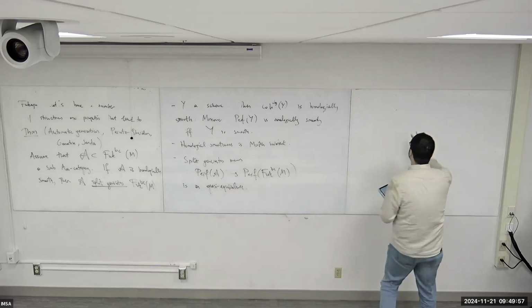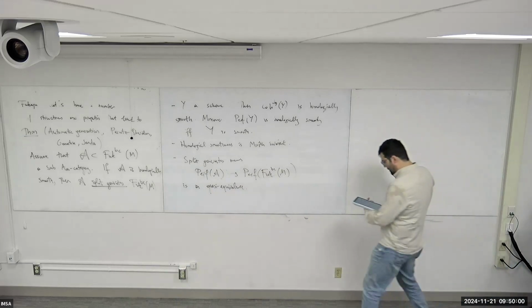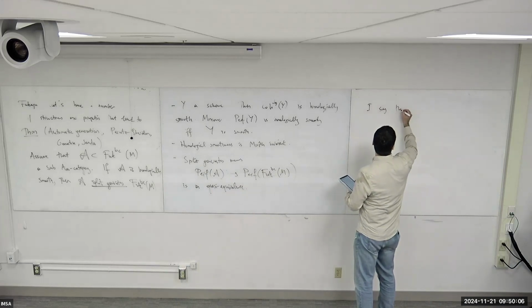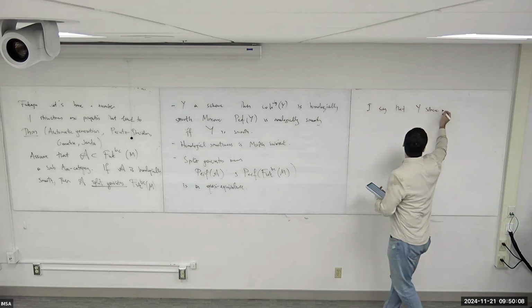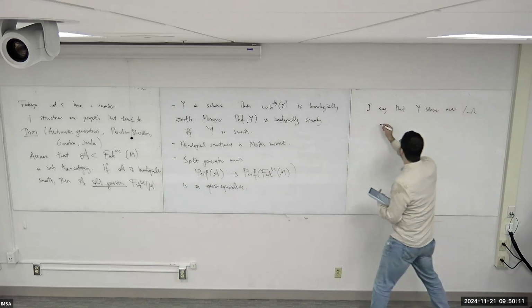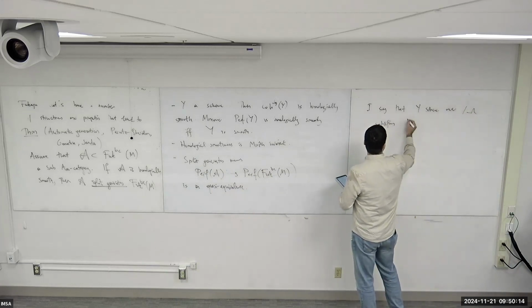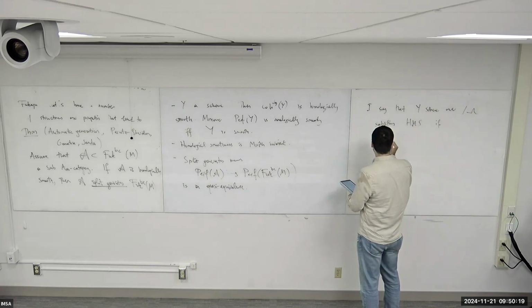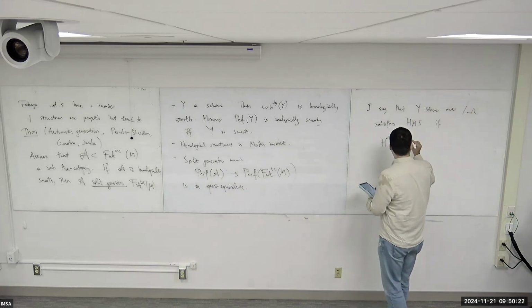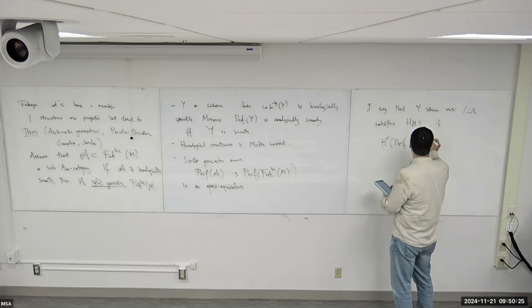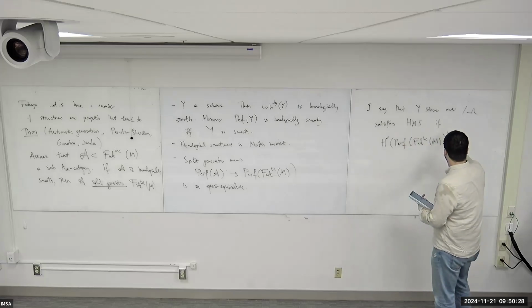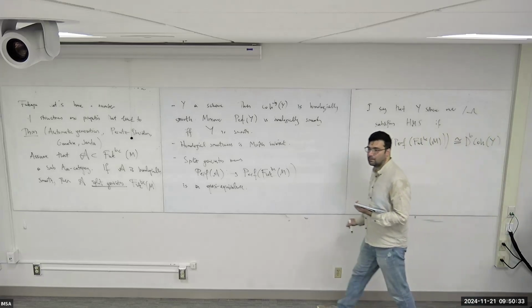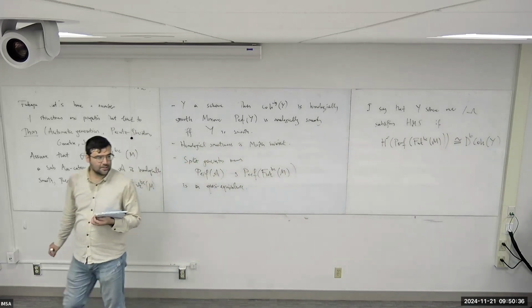Okay, so I can now say what homological mirror symmetry says. I say that a scheme Y over a Novikov field satisfies HMS if the H0 of this perf of the Fukaya category is the D^b coh of Y. This is what proving homological mirror symmetry means.